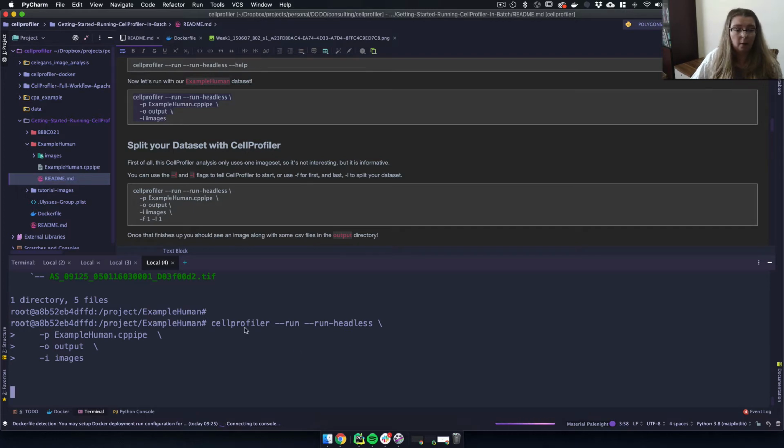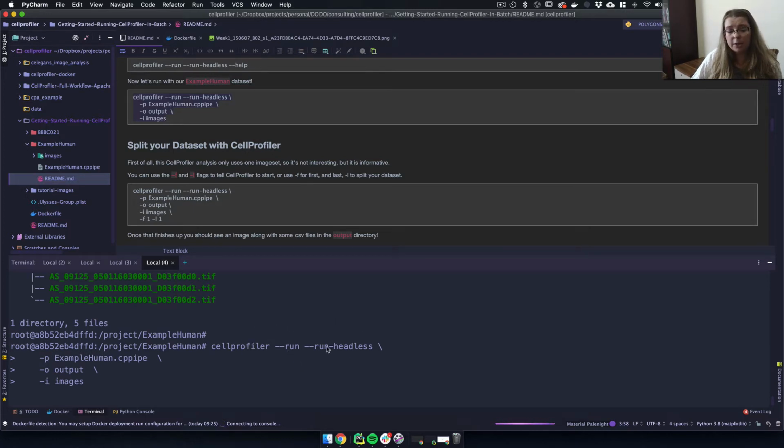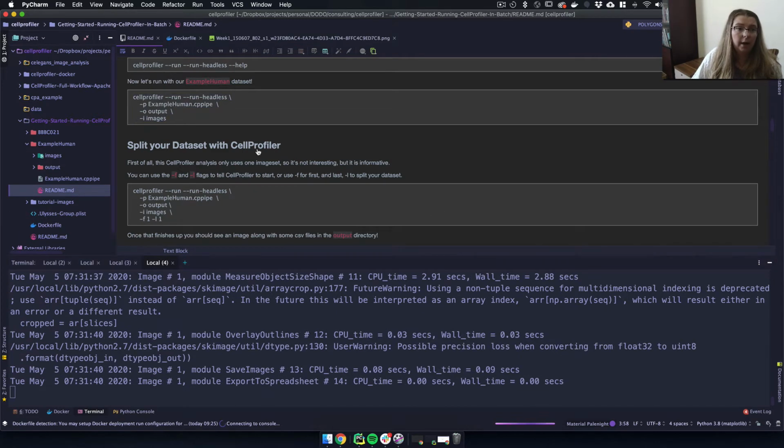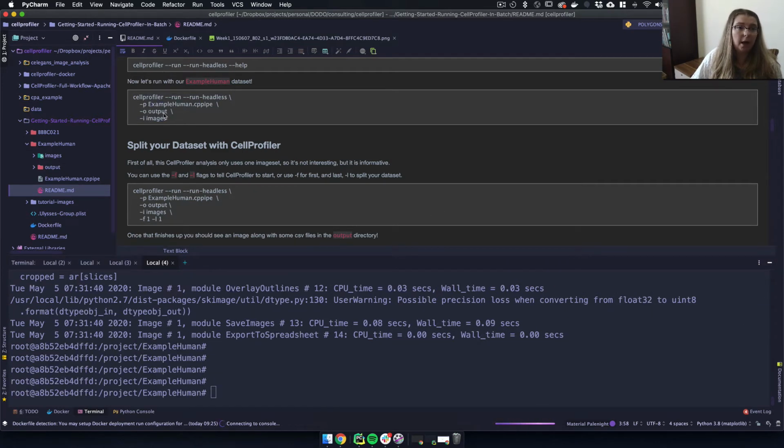Okay, so I'm saying CellProfiler --run headless. This means don't try to open up the GUI because we're in a Docker container and we're not doing that. And then I'm using this pipeline. This is the output that I'm deciding. For this example, this can be anything. Depending on your analysis, you might need to structure this in a particular way. We're going to talk more about this when we get to the next example.